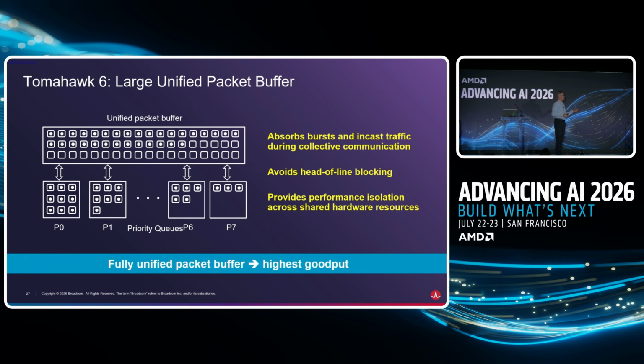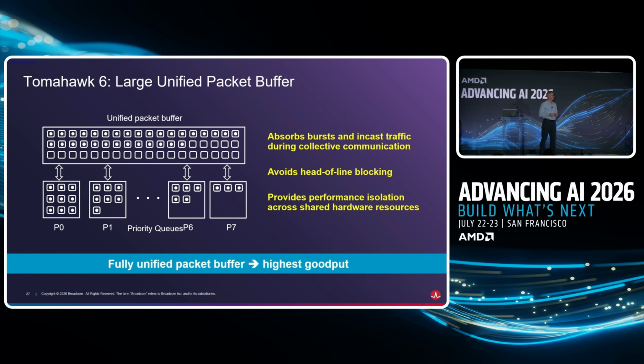Another feature that's leveraged from Tomahawk 6 is this very large unified packet buffer. All the ports, all the priority queues, all the packets go into one very large centralized buffer. What this allows you to do is absorb bursts. We know that communication from AI collectives is very bursty, so this large buffer can absorb those bursts. It also allows you to absorb incast traffic. This is very common in an all-reduce operation, where a number of GPUs send to one destination, and you get transient congestion to that destination.